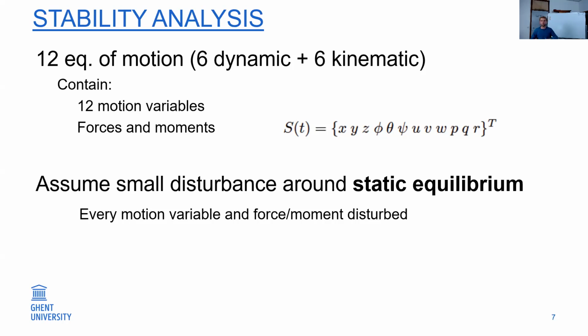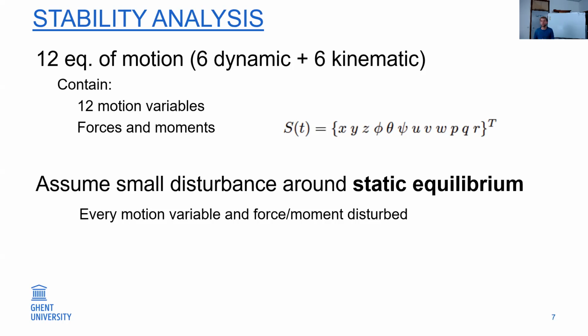Quite basic. If you get all these equations of motion together, they contain 12 motion variables, which are listed on the right in the state vector, and forces and moments. In the state vector, you have position variables, angle variables, speeds, and angular speeds. If we now assume a small disturbance around a static equilibrium, then every motion variable and every force and moment will be disturbed. This static equilibrium is put in bold.